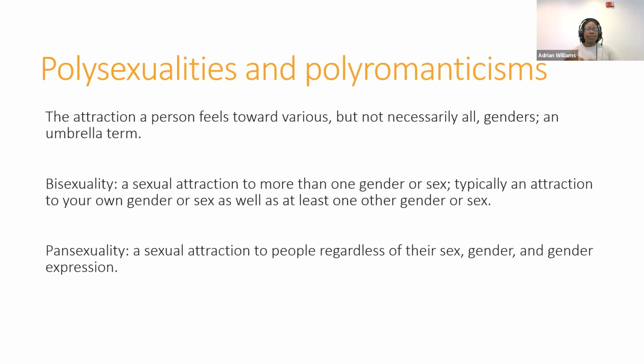Polysexuality is the attraction a person feels toward various, but not necessarily all, genders. Polysexuality is an umbrella term, and it can include sexualities such as bisexuality and pansexuality. Polysexuality is distinct from polyamory, in that while polyamory is the practice and/or desire for more than one sexual, romantic, or queer platonic relationship simultaneously, polysexuality is rather the attraction to multiple genders, not necessarily the attraction to multiple people at the same time.